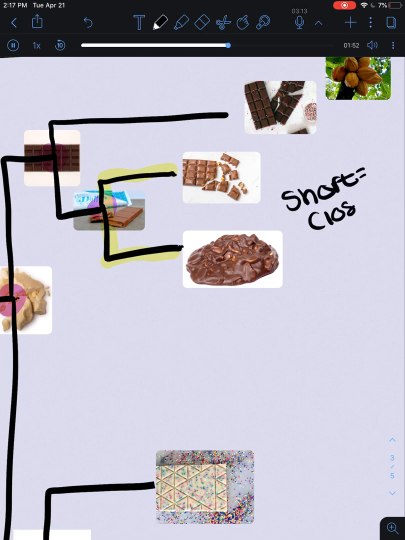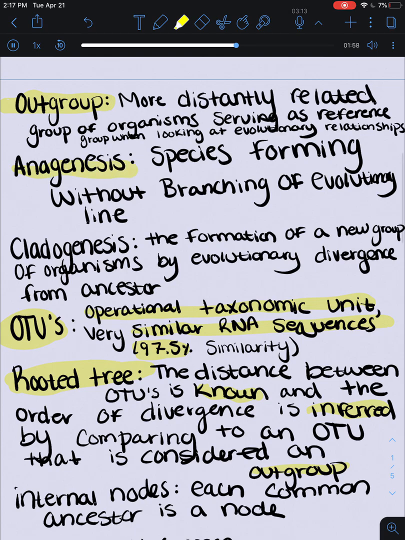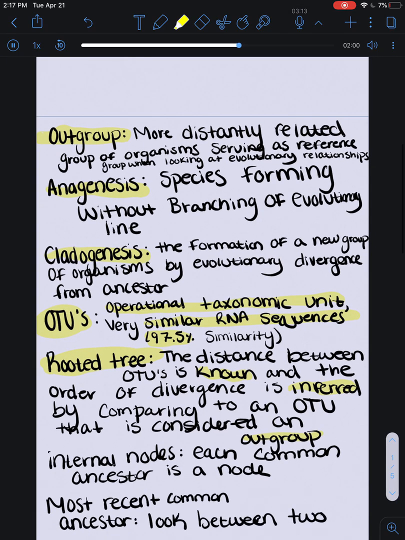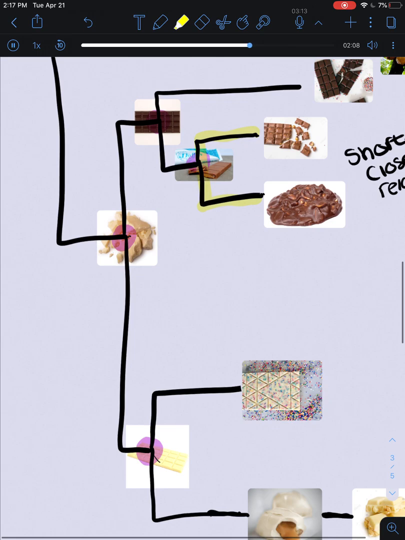Now, we can look at cladogenesis versus anagenesis. Cladogenesis, we actually have a lot of examples of, and cladogenesis is the formation of a new group of organisms by evolutionary divergence from an ancestor. You can look at cocoa butter and see that we have white chocolate and dark chocolate stemming from that. So that's an example of cladogenesis.